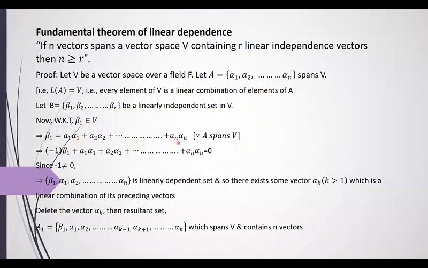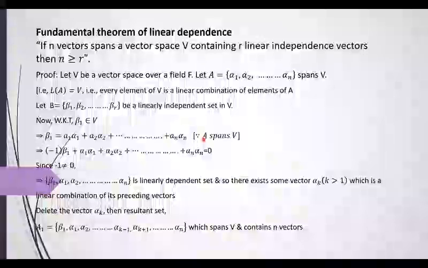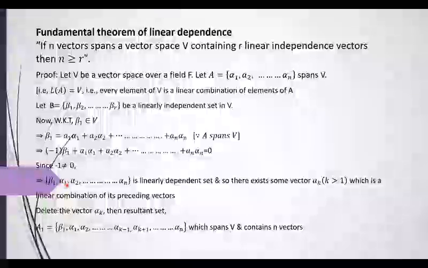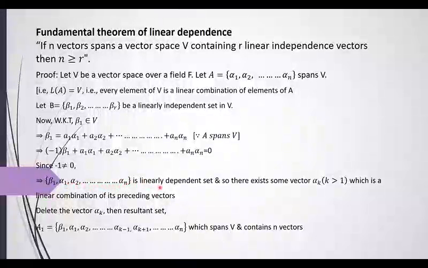Any vector belonging to V can be expressed as a linear combination of the set of vectors in the set A. Take beta 1 to the right hand side. So the coefficient of beta 1 is minus 1. Since minus 1 is non-zero, at least a single scalar is non-zero. That means this beta 1 can be included in a linearly dependent set. Beta 1, alpha 1, alpha 2, up to alpha n is a linearly dependent set.